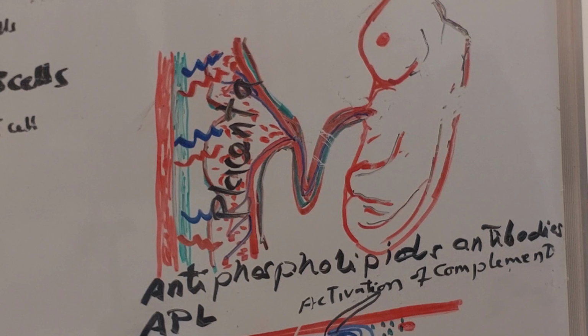However, antiphospholipid antibodies promote activation of endothelial cells, monocytes, and platelets, and also activate the complement system. And as you know, activation of the complement system results in formation of anaphylatoxins. These anaphylatoxins are C3a, C4a, C5a.